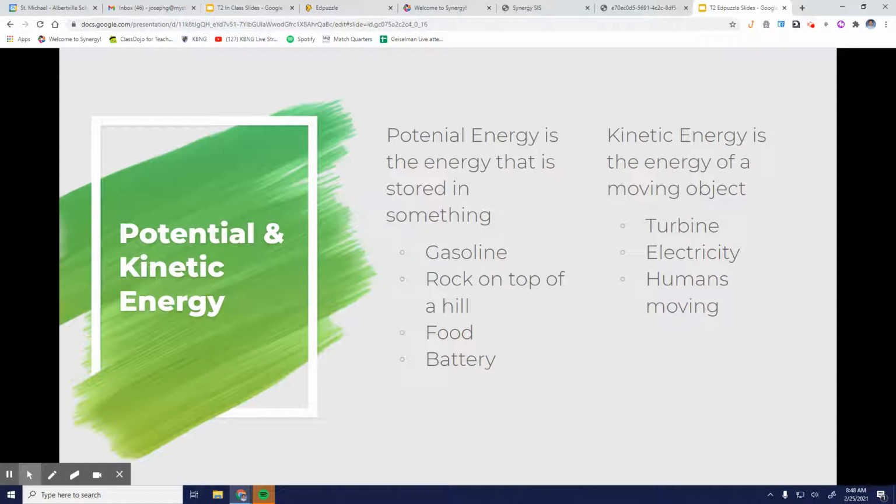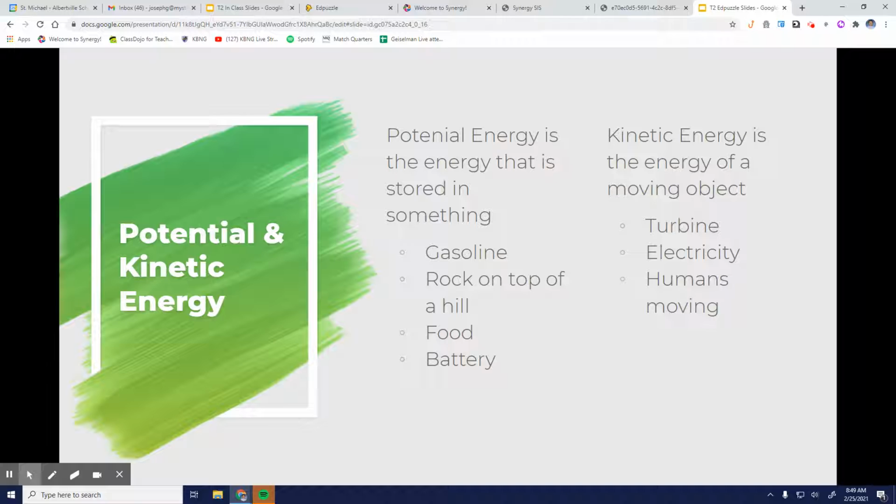There are two forms that we generally think of: potential energy and kinetic energy. Potential energy is the energy that's stored in an object. Gasoline has chemical potential energy in it before it's burned in a vehicle. Gasoline in a bucket doesn't have any kinetic energy, any energy of movement, but it definitely has stored energy. A rock on top of a hill has potential energy due to its height, so potential energy due to gravity. It could fall, and it has some energy as it falls.